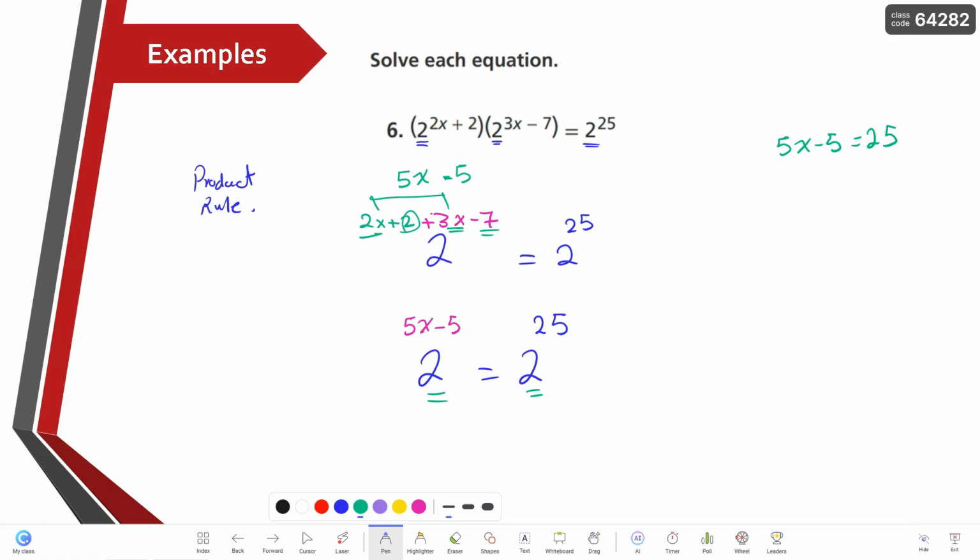And this is a two steps equation. We can solve it easily by adding 5 to the right hand side. So this would be 5x equal to 30, and then we need to divide by 5 like this. So your x would be equal to 6, and you are done.